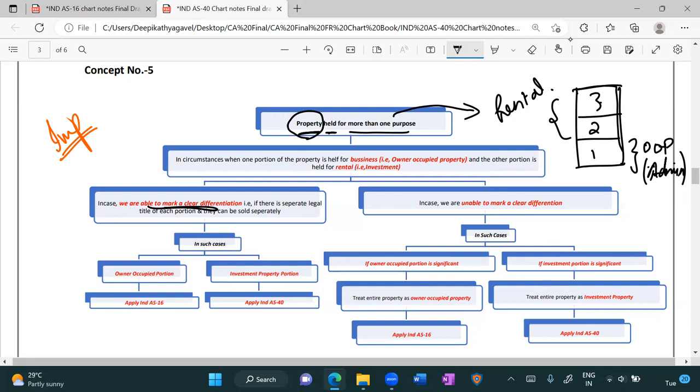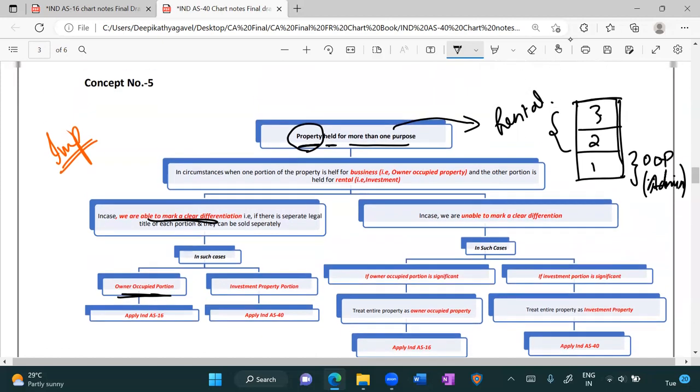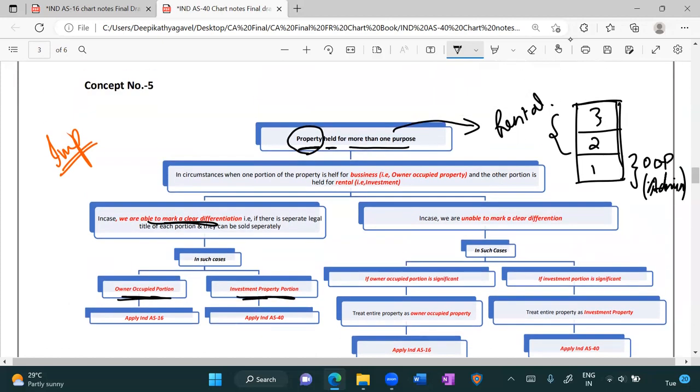So if there is a separate legal title, then the standard says for the portion which is owner occupied, that is, in our example, the first floor, you should apply Ind AS 16, property, plant and equipment. And for the second and third floor, which is being held as investment property, you apply Ind AS 40. Are you able to understand?